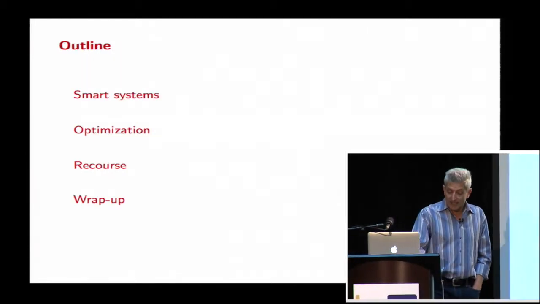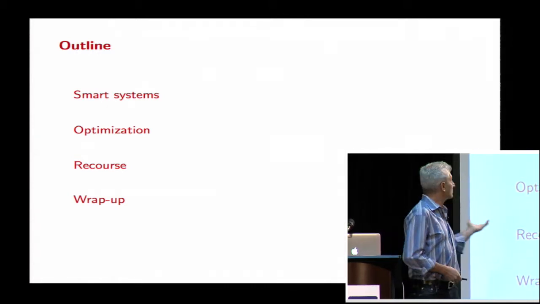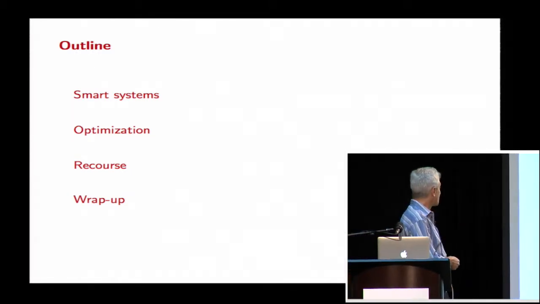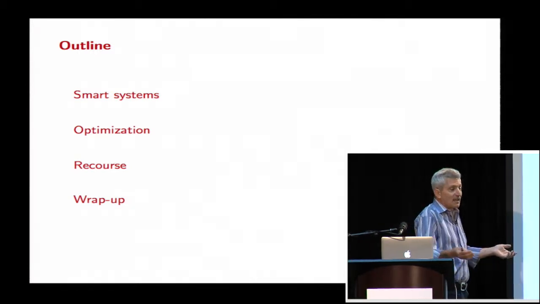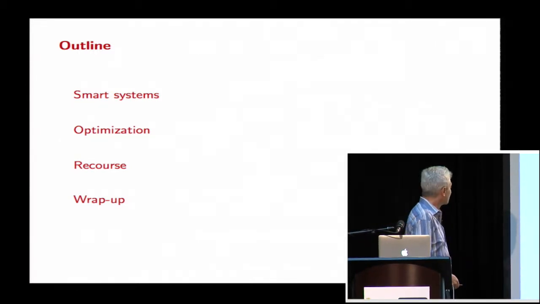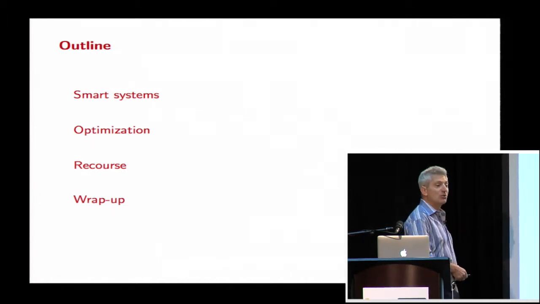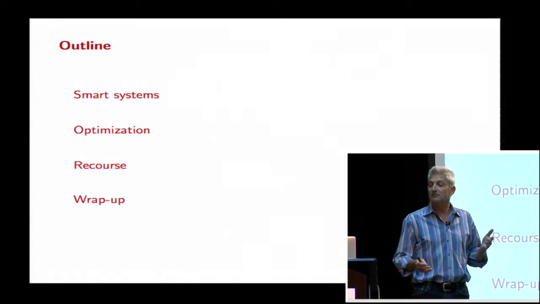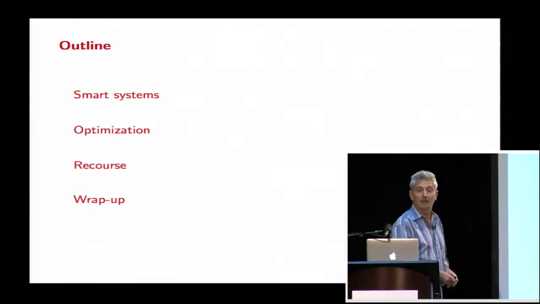So what I'm going to do is start by talking about what a smart system is. I'll talk about optimization: what is it, how does it work, how does one do it? I'll then talk a little bit about recourse, which is the idea of doing something different once you learn new things. And then I'll wrap up.